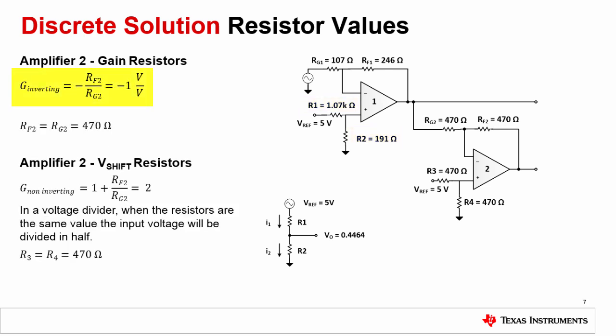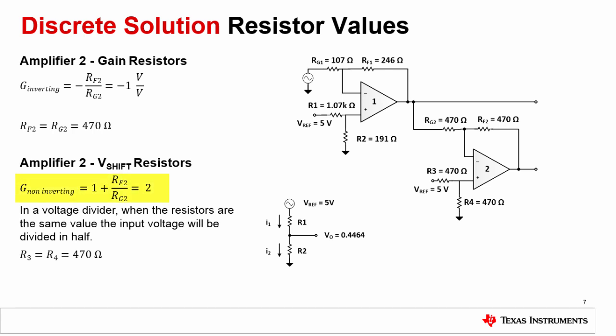For the second amplifier, a gain of minus 1 volt per volt is needed to change the polarity of the signal. Setting RF and RG to the same value as each other will give us a gain of minus 1, and our output will see a voltage of 0 volts to minus 5 volts. As stated before, the inputs of our SAR ADC need this voltage to be 0 volts to 5 volts. We must also shift the output voltage of this amplifier by a total of 5 volts.